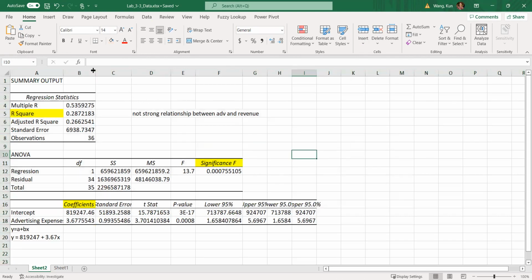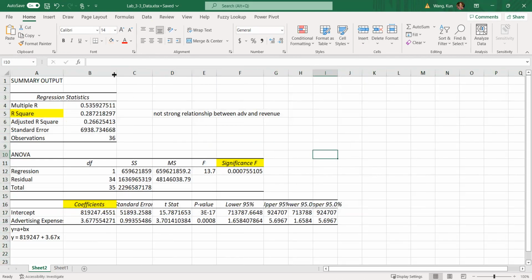So this is the linear regression for one variable. How can we evaluate the model? You probably know the R square already, right? R square is about 29%, so not strong enough. It means the advertisement expense is not strong enough to explain all the variances for the revenue change.